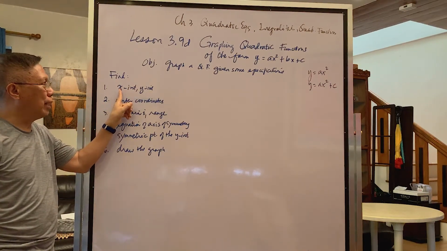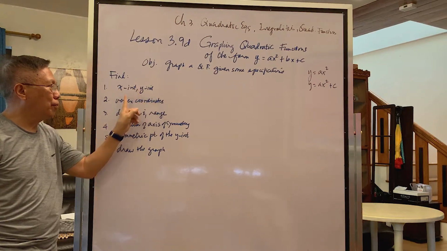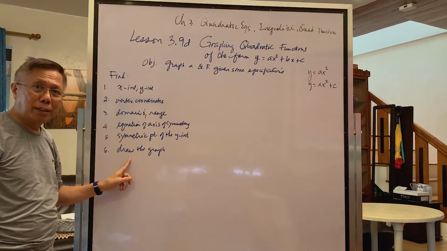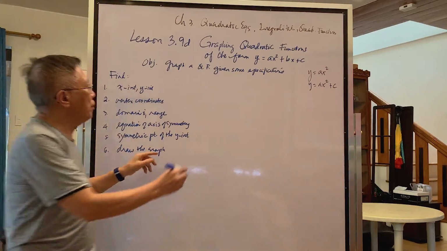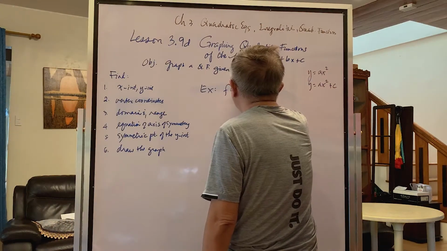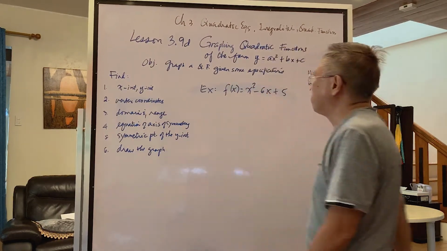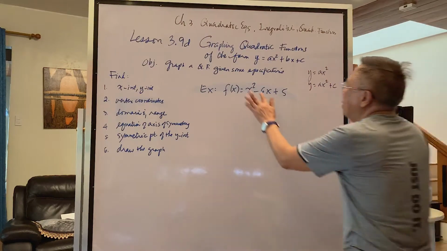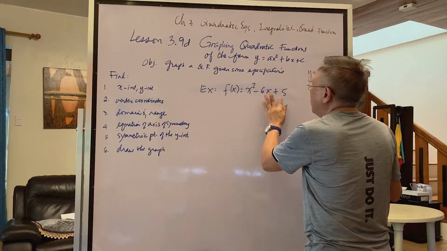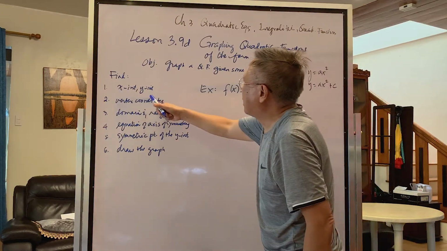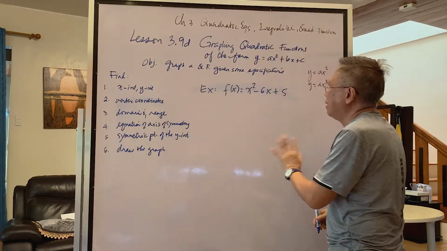We will solve first for the x-intercept, the y-intercept, and the vertex coordinates, and then draw the graph. Okay, example here. f of x equals x squared minus 6x plus 5. It will be easy for us to get the x and the y-intercept, okay?